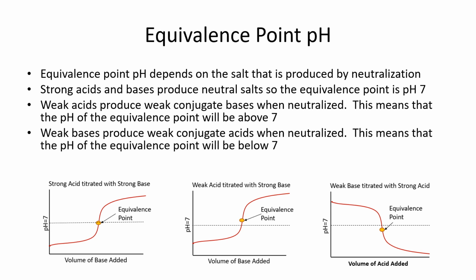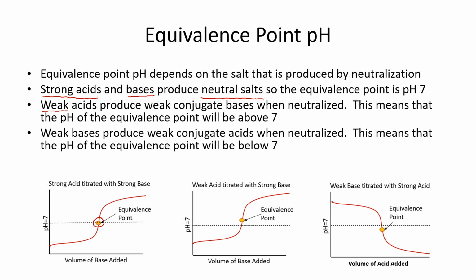So now the pH at that point in which the acid and base have been neutralized will depend on what type of acid and base are being neutralized. So when it's a strong acid and a strong base, like HCl and NaOH, you'll end up with a salt that is neither acidic or basic. So you'll end up with like sodium chloride. And so the pH at the equivalence point will be right at 7 because the salt that you end up with is a neutral salt.